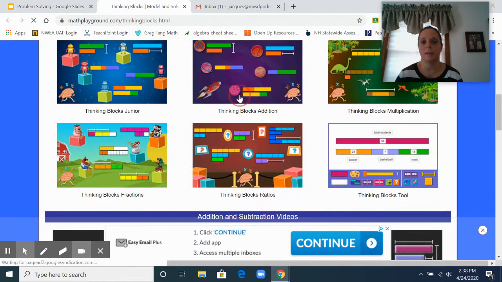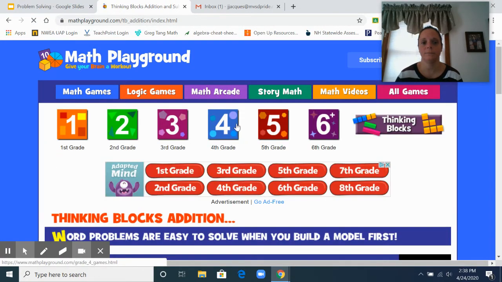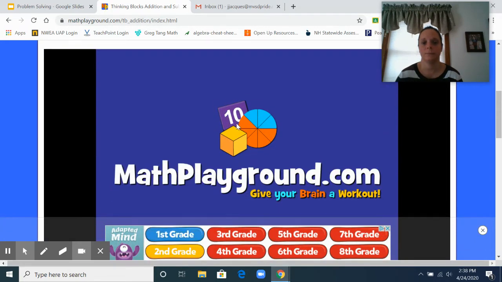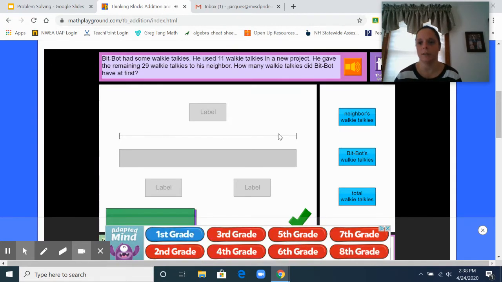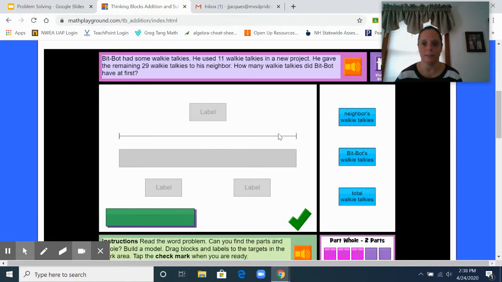And here we are with Thinking Blocks Addition. And so I'm going to start with 2 parts, and then you saw how there's more than 2 parts that you can work through. So the good thing about this tool is it does read to them, so you don't have to worry about reading level, and it walks them through the reasoning, not just the calculating part. So that's the hardest part, to get kids to actually reason through problems, not just pick out numbers and randomly add, subtract, multiply, or divide without making sense of it. So BitBot had some walkie-talkies.